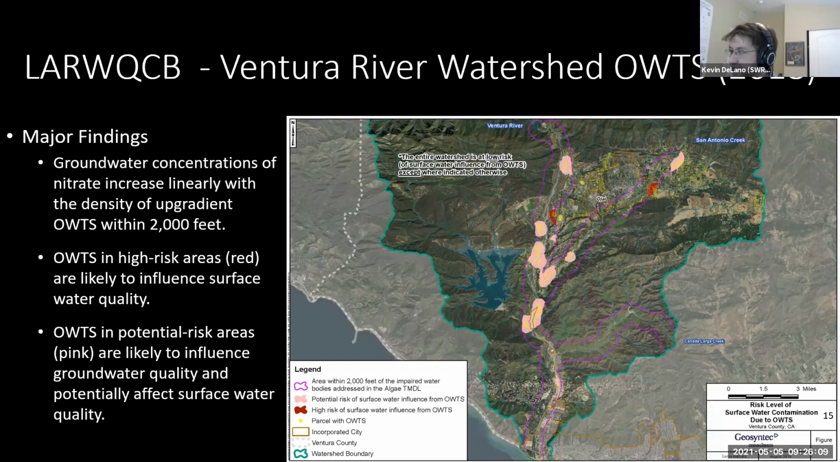Heidi, I'm going to try and clarify your question. So are you asking about quantification of surface water going into groundwater at the boundary of the Los Padres National Forest?